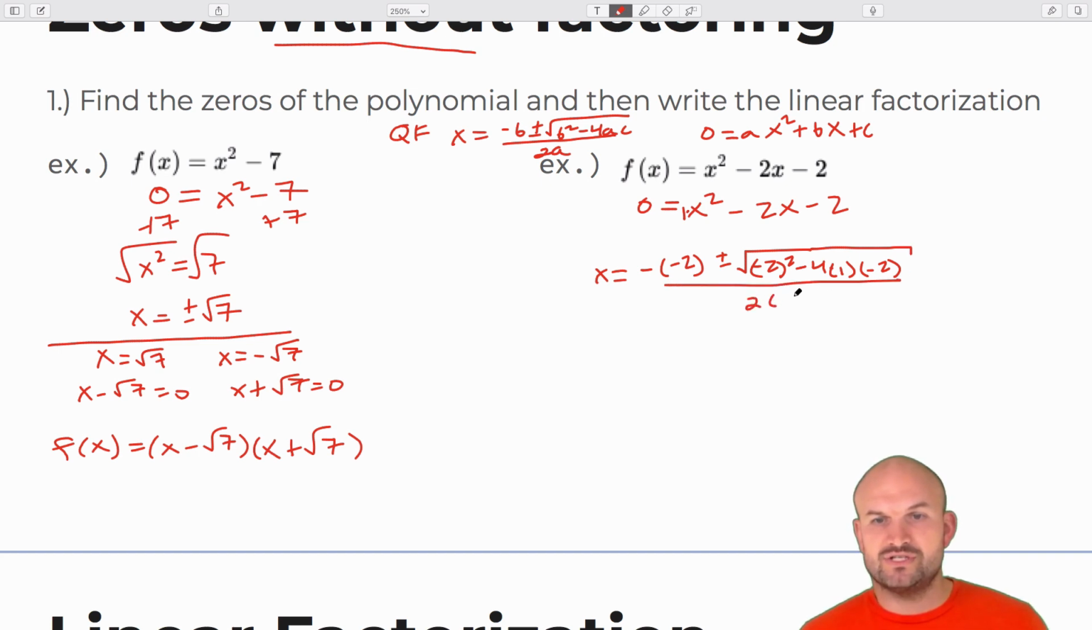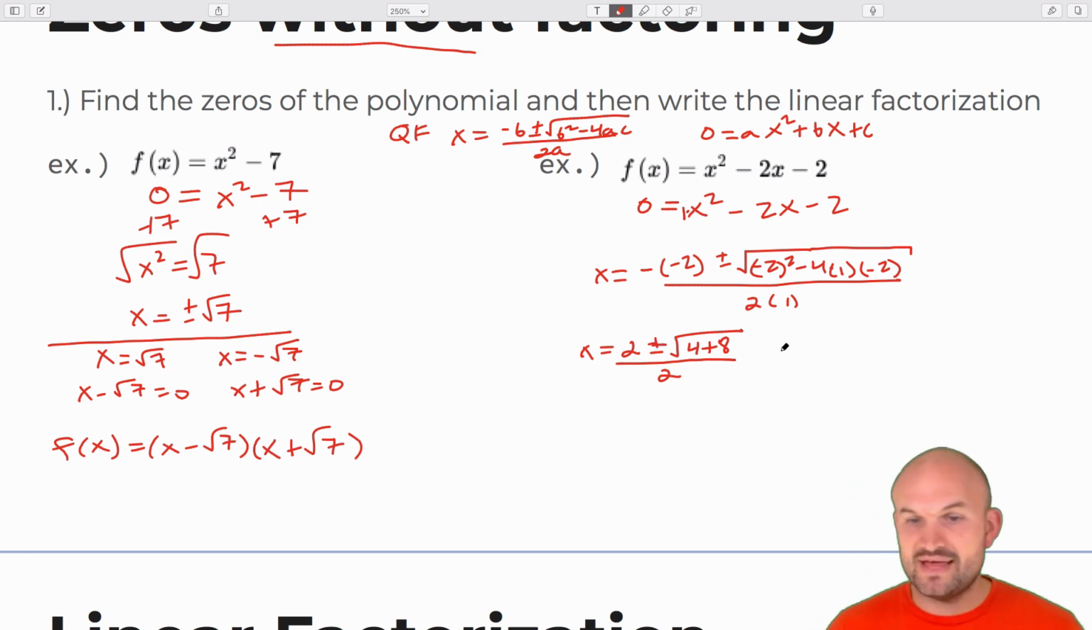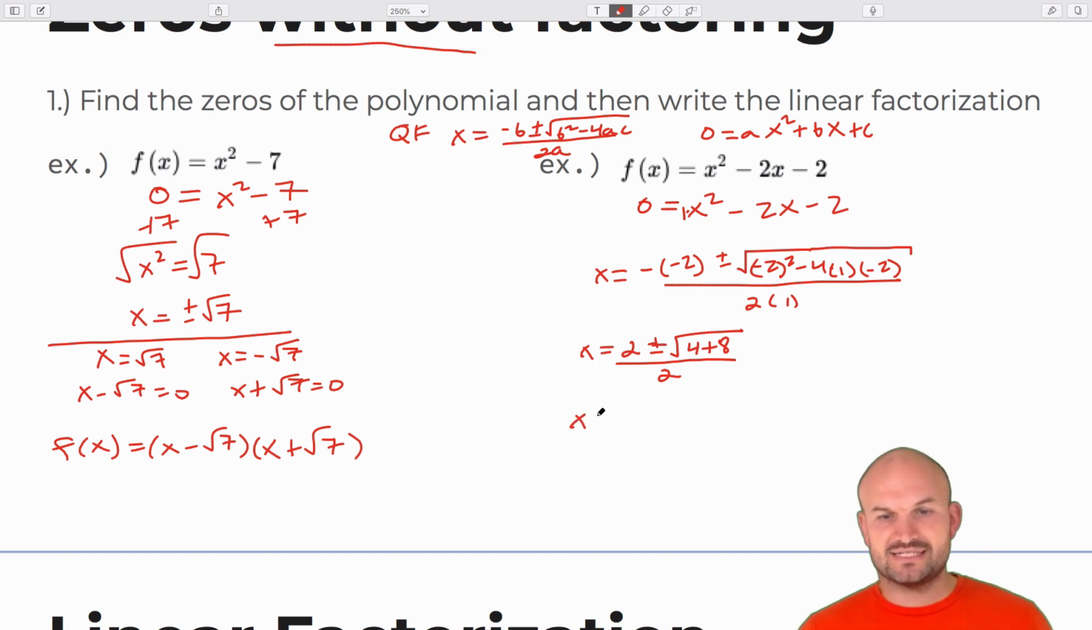2 times a, which is 1. Okay, so that's opposite of b plus or minus square root of b squared minus 4 times a times c, divided by 2a. And when we go ahead and simplify this, now it's going to be a positive 2 plus or minus the square root of 4 plus 8, divided by 2. And therefore, that can now be simplified into x is equal to 2 plus or minus the square root of 12 divided by 2.